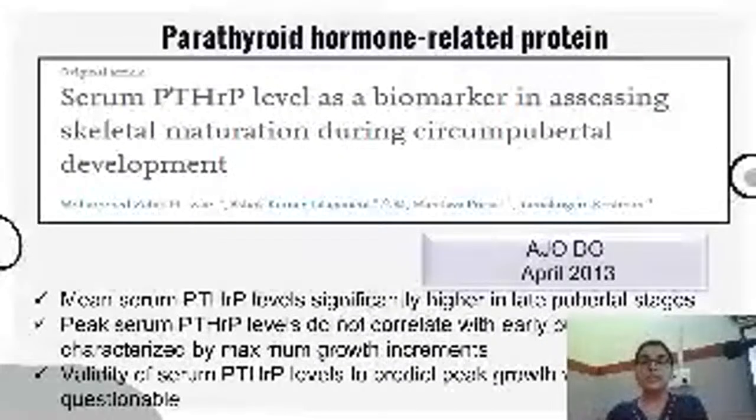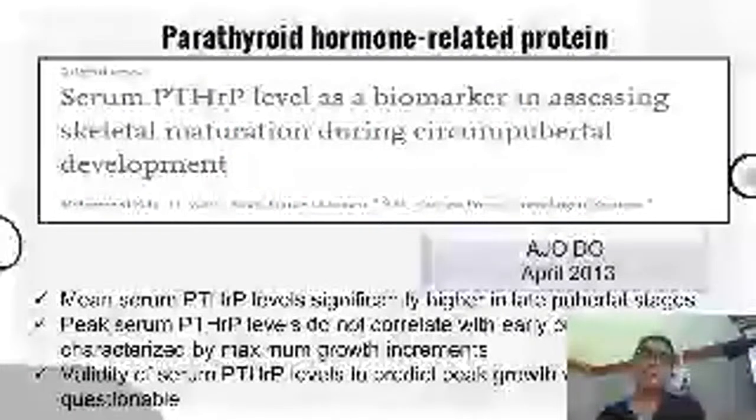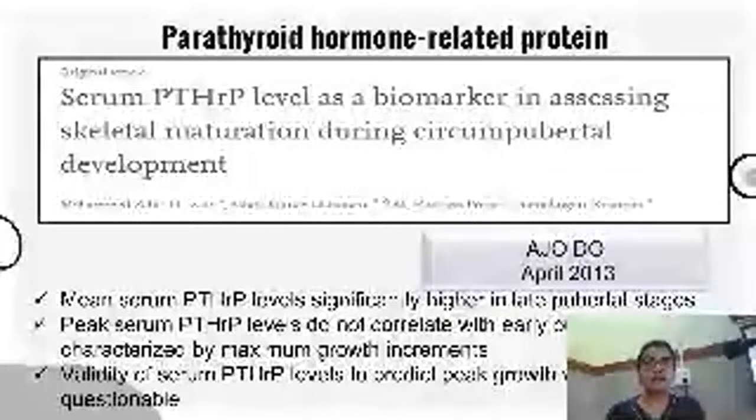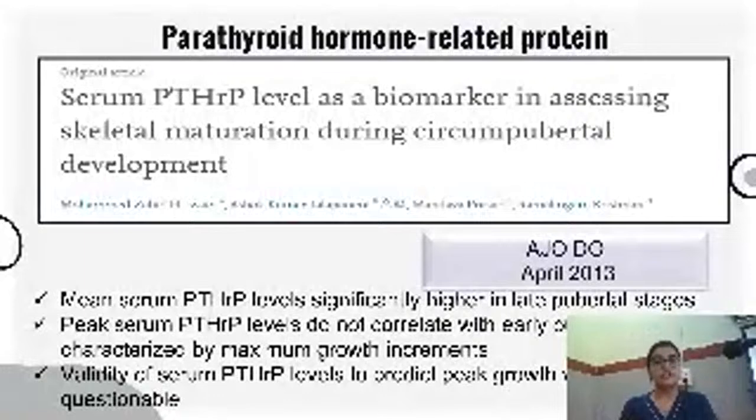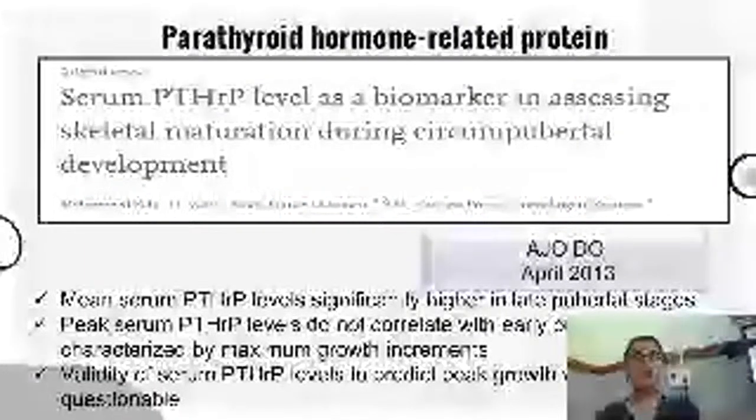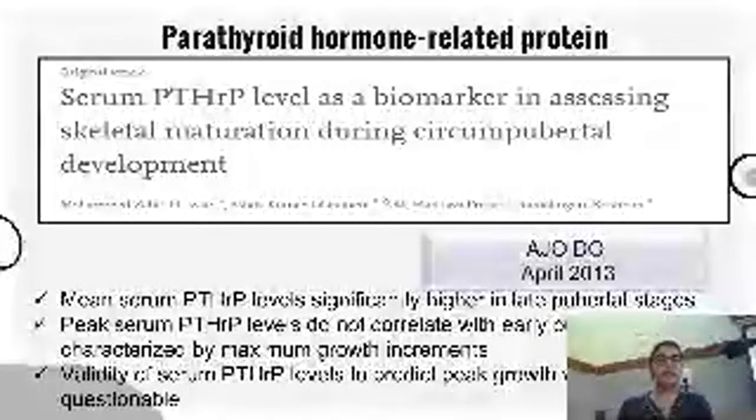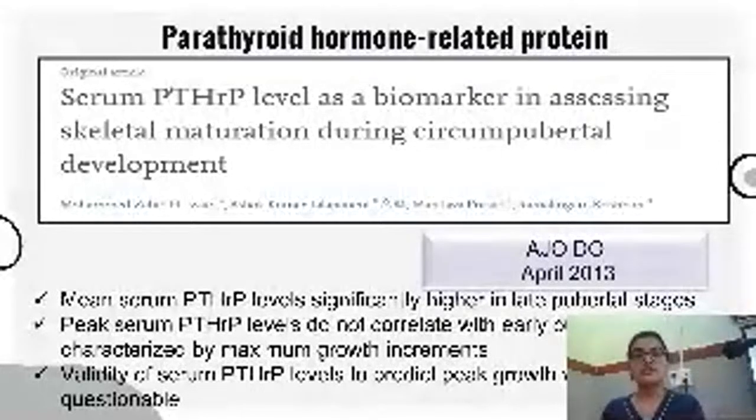Another biomarker is parathyroid hormone-related protein. In this article, Hussain et al. concluded that the mean serum PTHrP levels are significantly higher in late pubertal stages. The peak serum PTHrP levels do not correlate with the early pubertal stages characterized by maximum growth increments, and the validity of serum PTHrP levels to predict the peak growth velocity is still questionable.